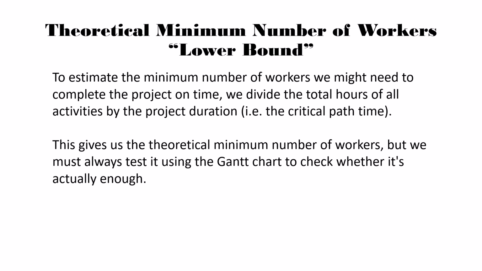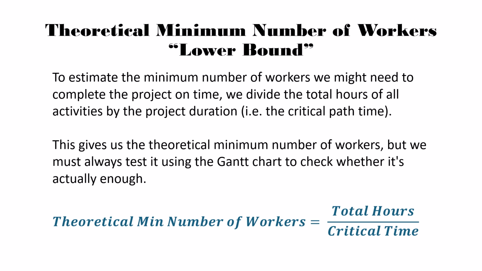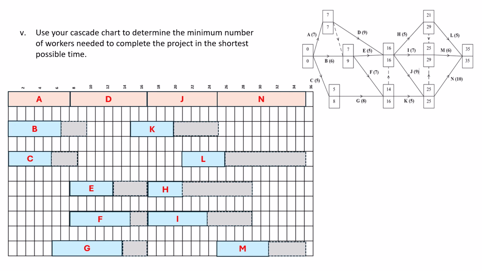So if we're trying to do this, and you'll see it's a bit of a trial and error situation in a second, what we really want to make sure is we're starting with at least this lower bound or theoretical minimum number of workers. So the formula is the total amount of hours, so adding all the durations together, and then we divide that by the critical time. So that's the time in your sink node. It's known as our critical time, the time it takes to complete the critical path. So here is our Gantt chart, or our cascade chart, and we're going to first work out the lower bound or theoretical minimum number of workers needed.